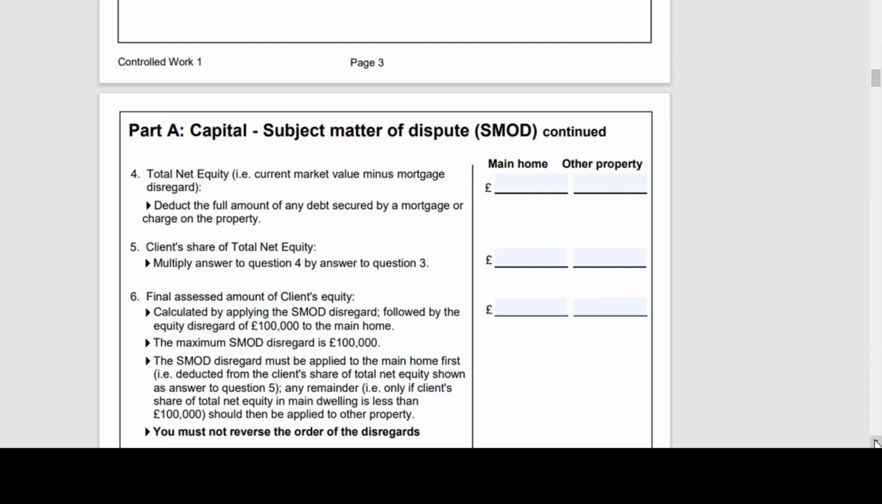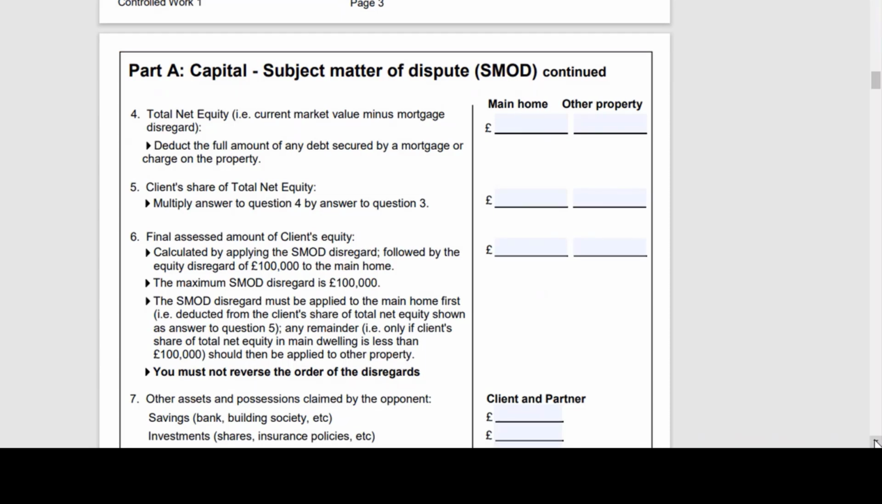So that would be the subject matter of dispute disregard, so up to £100,000, followed by the equity disregard of £100,000 to the main home. So if we were to work on the basis that a property was valued at £150,000 and the mortgage was currently at £75,000, that would give a total equity of £75,000. So if that was owned in the client's sole name, once you'd applied the subject matter of dispute disregard to that figure, that takes that £75,000 down to zero. So that would give the client a net equity of zero in that particular property. And you'd apply that same principle to the main home and to the other properties.